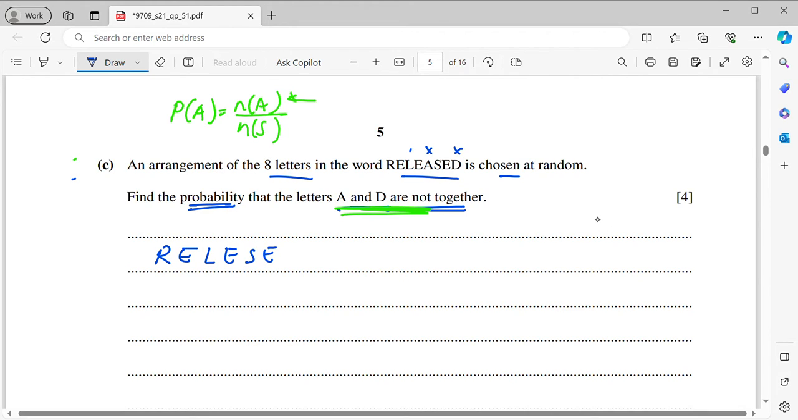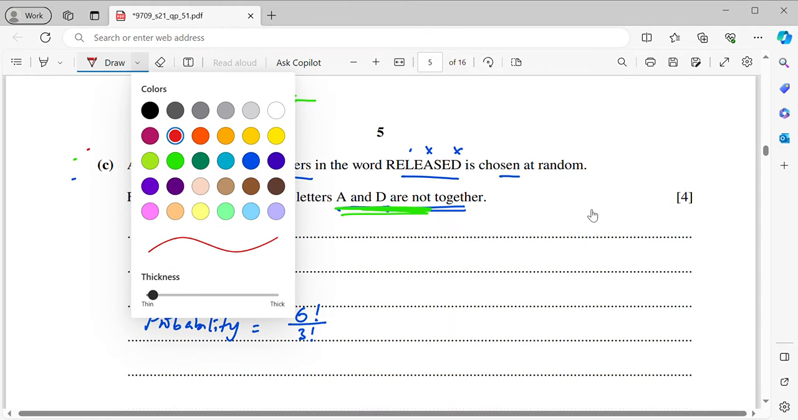From here I have to arrange these 6 letters first. That will be 6 factorial, but out of 6 letters I have 3 E's, so divide by 3 factorial. Then, where to put the A and D? My A and D can be in any of the slots: 1, 2, 3, 4, 5, 6, 7. So I have 7 slots for the A and D.